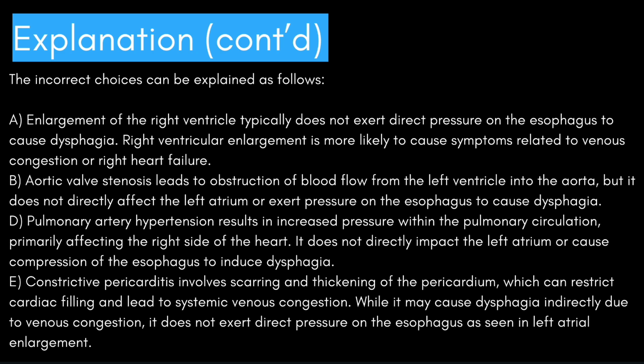Pulmonary artery hypertension results in increased pressure within the pulmonary circulation, primarily affecting the right side of the heart. It does not directly impact the left atrium or cause compression of the esophagus to induce dysphagia. Constrictive pericarditis involves scarring and thickening of the pericardium, which can restrict cardiac filling and lead to systemic venous congestion. While it may cause dysphagia indirectly due to venous congestion, it does not exert direct pressure on the esophagus as seen in left atrial enlargement.